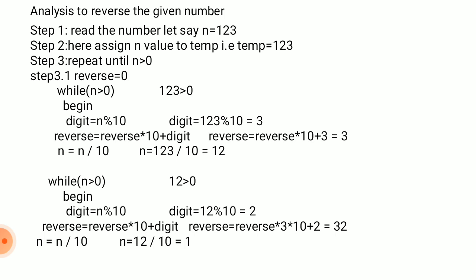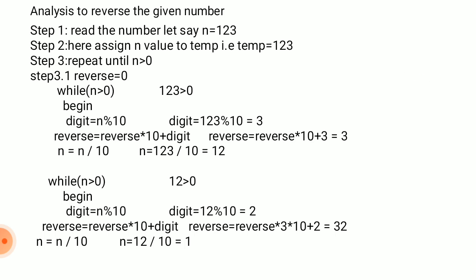Reverse is equal to reverse into 10 plus digit. So what is reverse? 3, that we previously calculated. 3 into 10 is 30. 30 plus 2 is 32. So now reverse is equal to 32. Third statement is n is equal to n divided by 10. So the value of n is 12. 12 divided by 10 is 1. That is, 1 is the quotient. Okay. So this is the second loop.